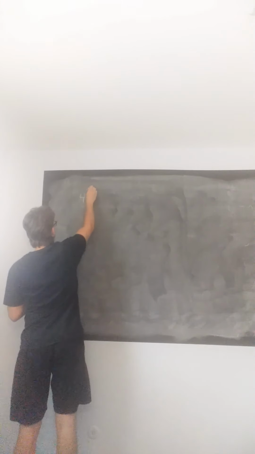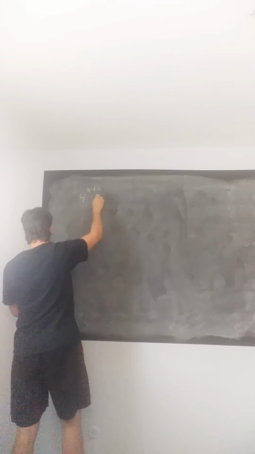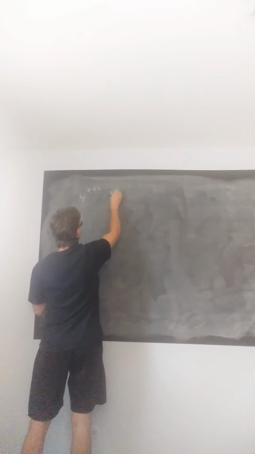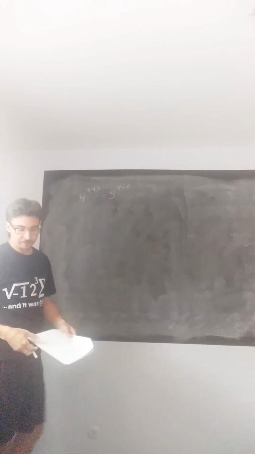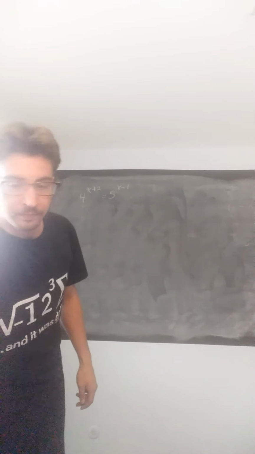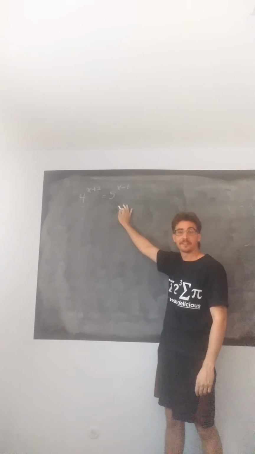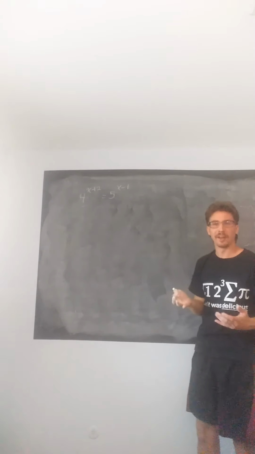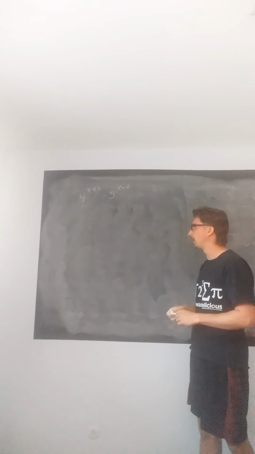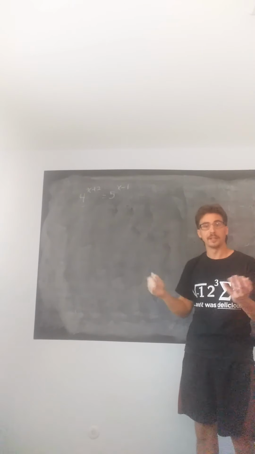So here we go. Let's say we have something like 4 to the x plus 2 power equals 5 to the x minus 1 power. So we have 4 to the x plus 2 power equals 5 to the x minus 1 power. This is a problem where we're not going to be able to change the base. We have a 5 and a 4. It's very hard to try to equate a comparable base. So we're going to use the ln.